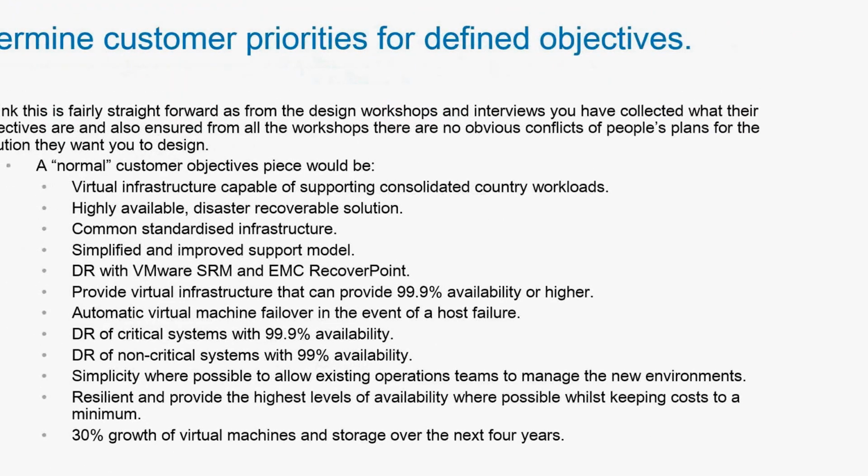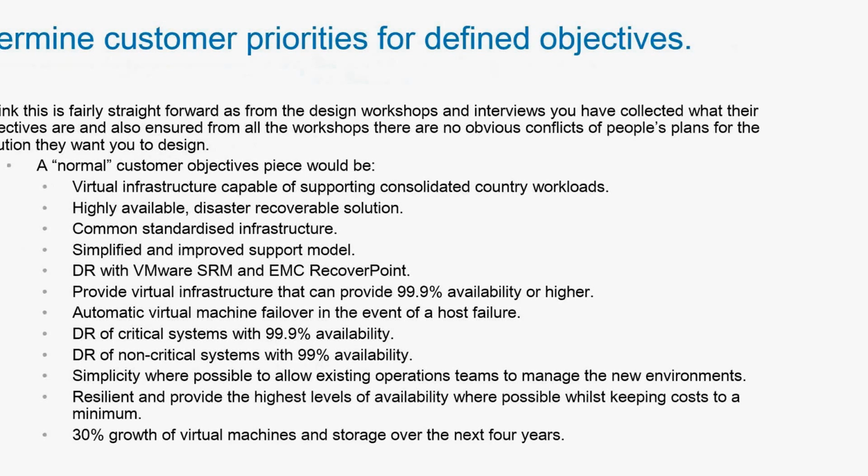So, define customer priorities for defined objectives. My perspective on it is that it's kind of straightforward. From the design workshops and interviews, you've collected what their objectives are, and also ensured from the workshops that there are no obvious conflicts of people's plans for the solution. So you normally will do a requirements traceability matrix, or even just a requirements workbook, to work out and then be able to say, okay, this person's asked for this, but this person's asked for this. There's a conflict there.